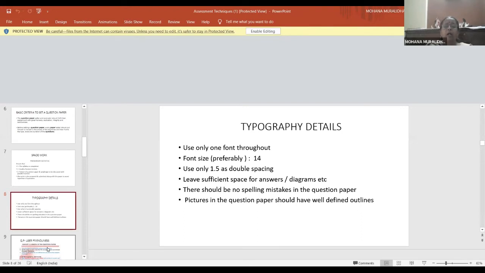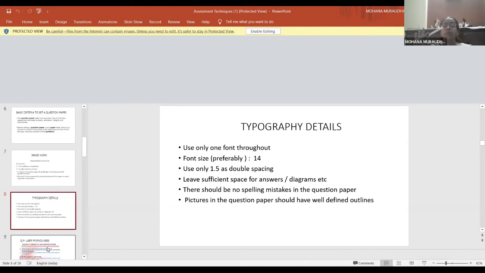And then you need to have double spacing 1.5. நம்மளுக்கு இதெல்லாம் சிஸ்டம்ல எல்லாமே இருக்கு. அதெல்லாம் நம்ம செட் பண்ணிட்டாலே it automatically comes when you do the typography. So use only one font throughout, and the font size should be 14. Use only 1.5 as double spacing.